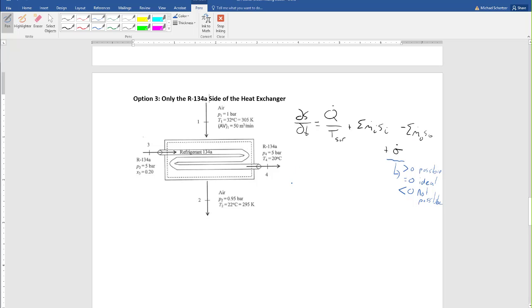Obviously, you won't get full credit if you do that, but you'll demonstrate at least that you understand what's going on with the second law. What's the purpose of the second law? So we look at this, and now we'll start making assumptions.